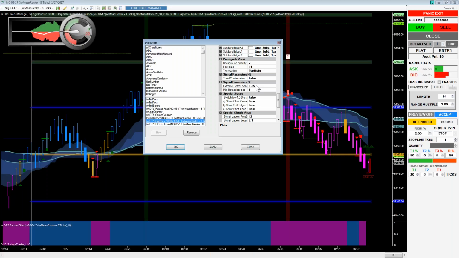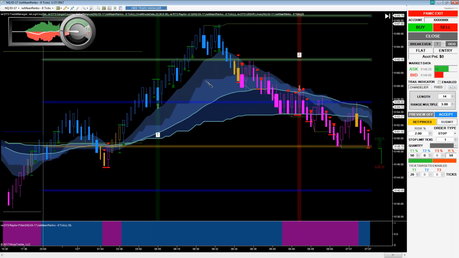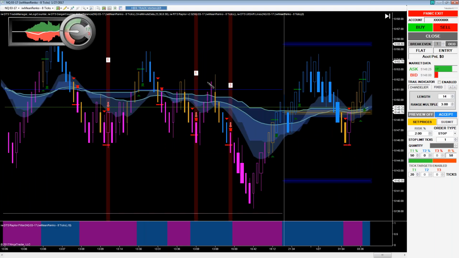So the last few days we've been playing with the settings between 1 and 1.25. You can even dial it up higher if you like to play with it. But just know that the higher the value, the more forgiving the Raptor will be in interpreting a number 2 signal. So the number 2 relies on a test of the extreme. Right? So let's find a little bit more textbook number 2.